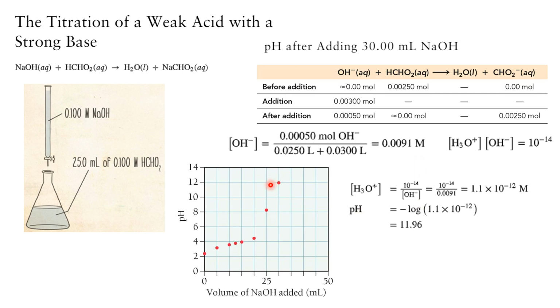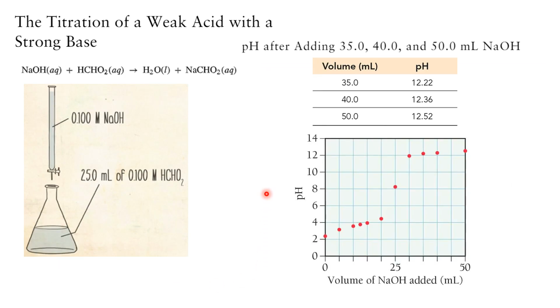There it is. There's our 11.96. Guess what? We're almost done with our curve, right? Very similar to what the curve looked like last time. And you can guess that if you want to calculate the pH at other points above the equivalence point, at 35 milliliters, 40 milliliters, 50 milliliters, it's all the same stuff.